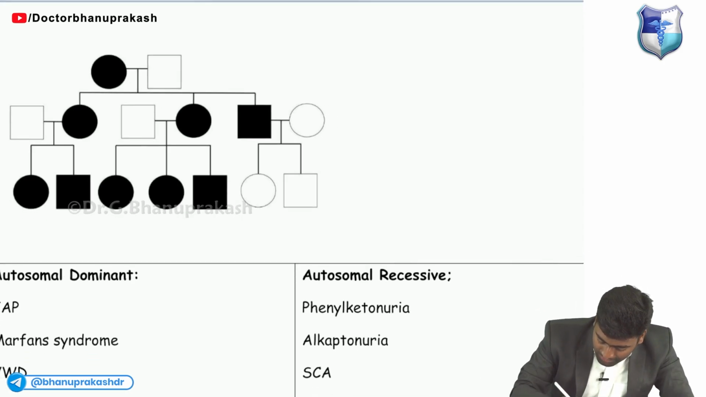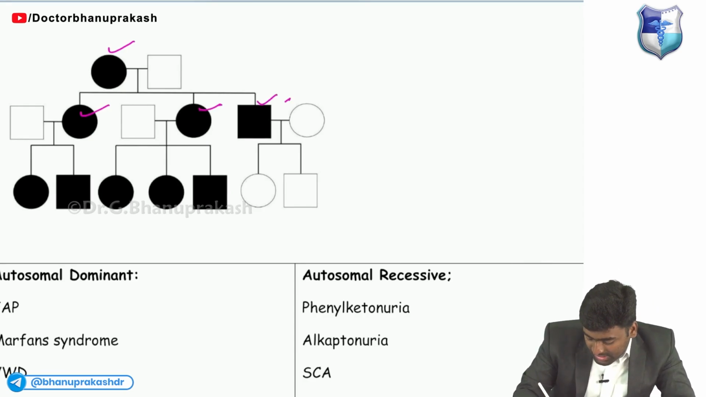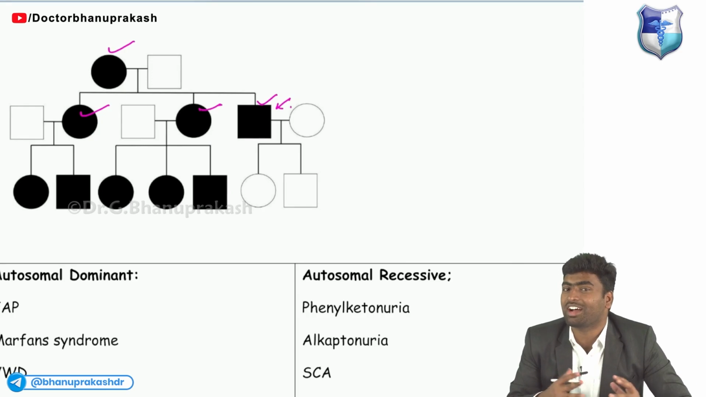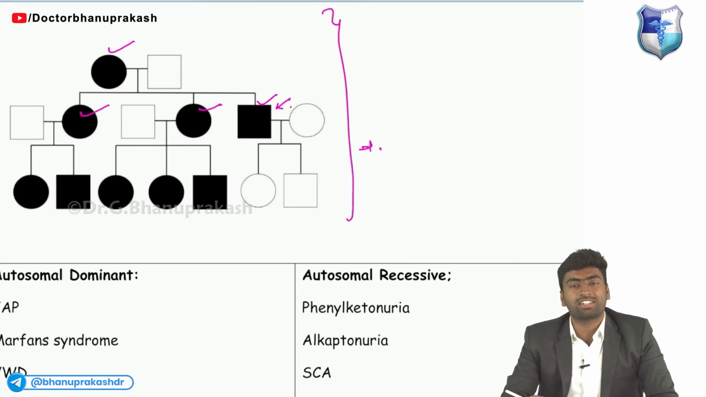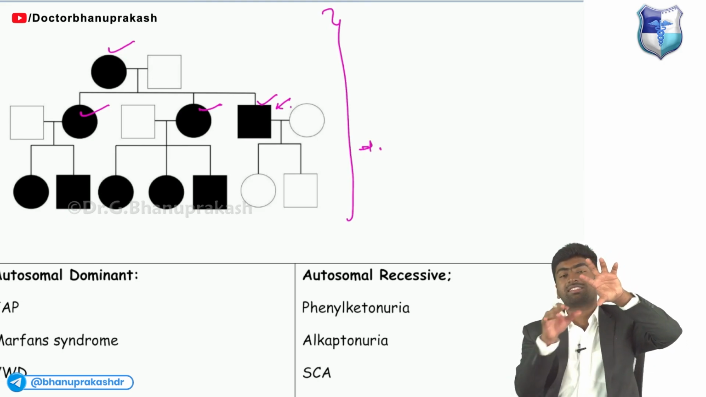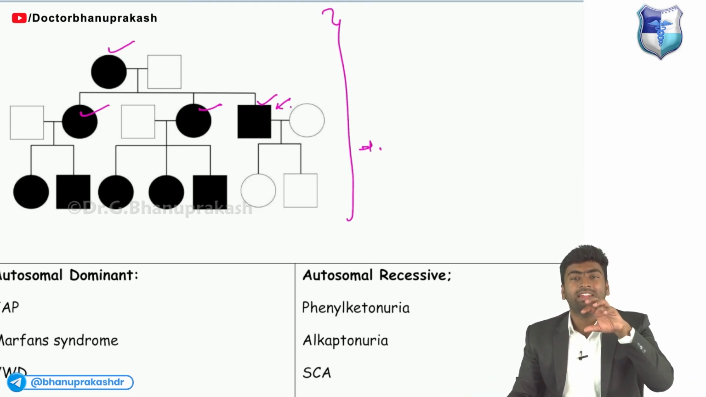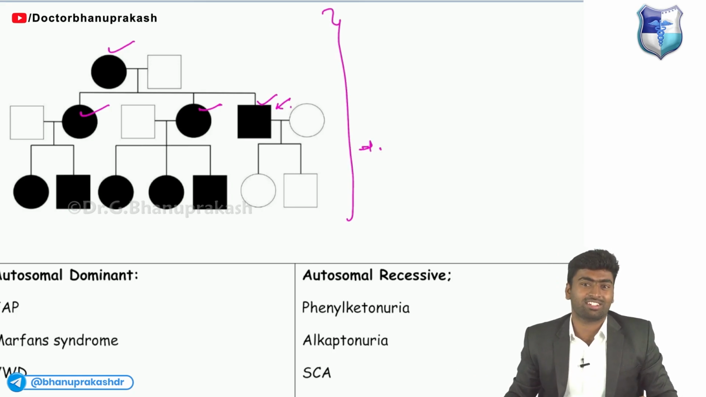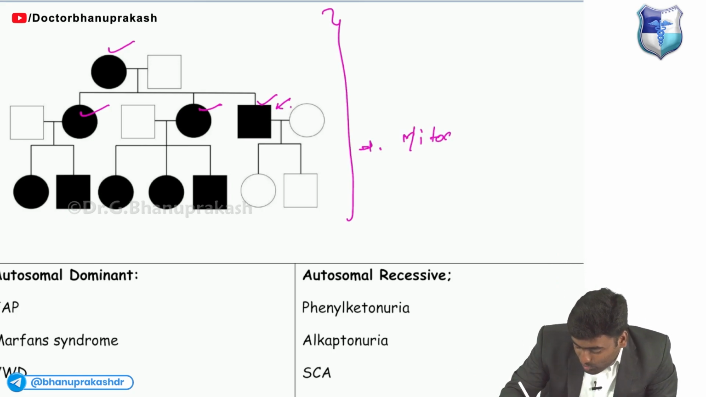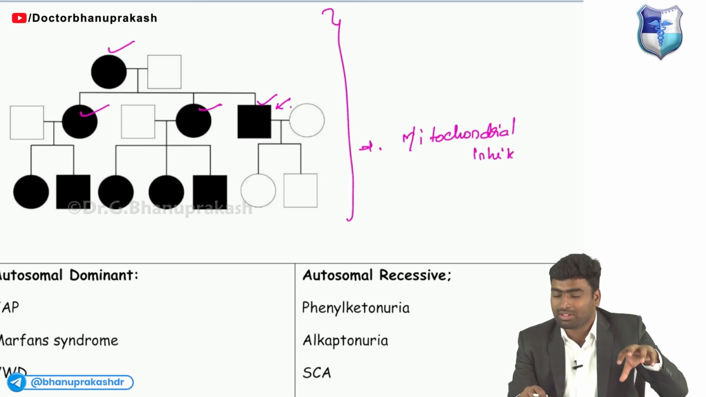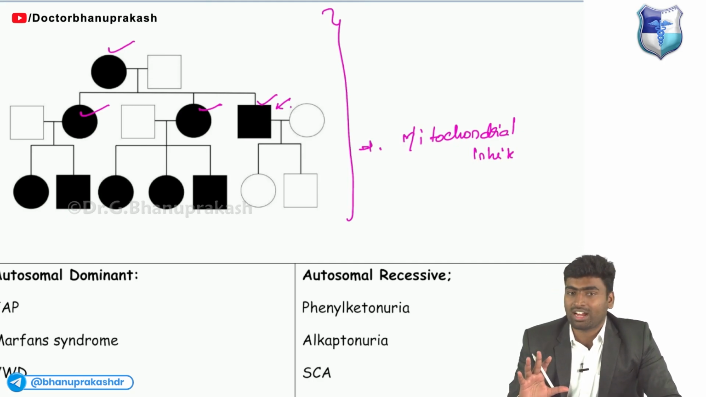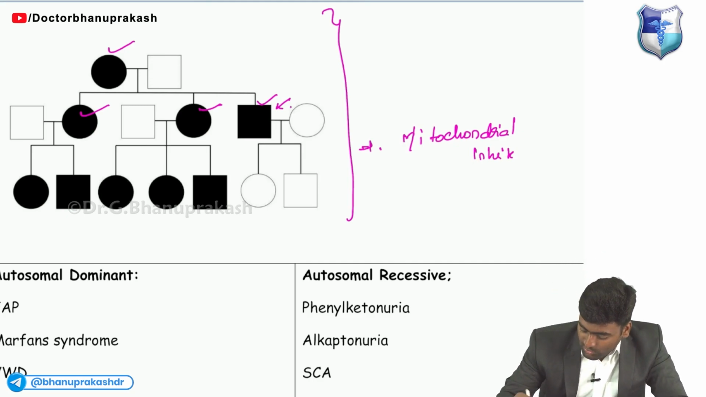Next, if you see a female who is giving the disease to all her children, but when it comes to the male, it is not given to the next generations, what is this type of inheritance? If a female is transferring to all her children, whereas the male is not transferring to the next generation, it is mitochondrial inheritance. If you have any more doubts, keep them with you and we'll discuss them at the break.